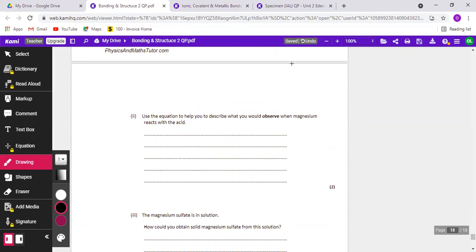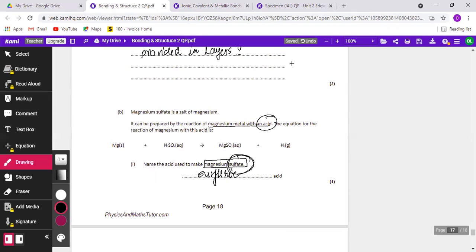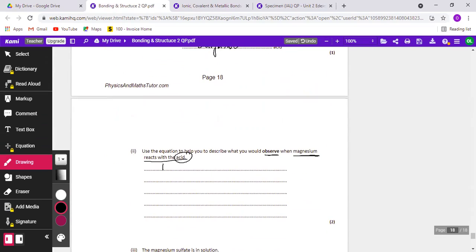Use the equation to help you describe what you would observe when magnesium reacts with an acid. They are asking for observations. If you look at this equation, you will see that hydrogen is released as a gaseous product. So you'll say that hydrogen gas is produced, as shown by bubbles.